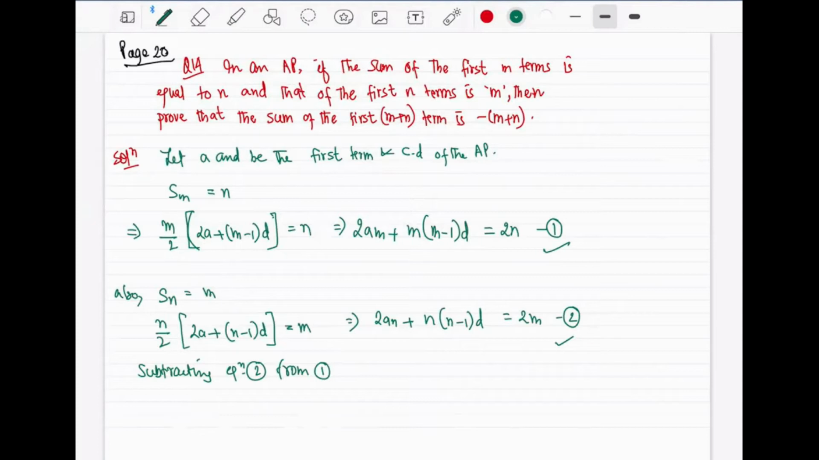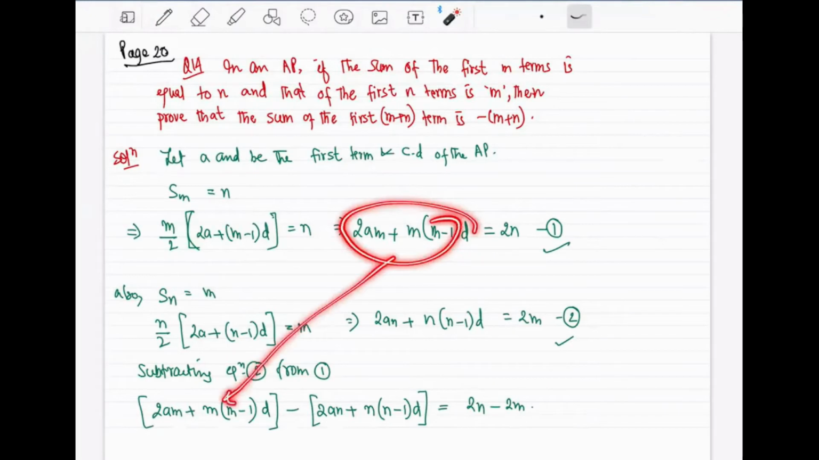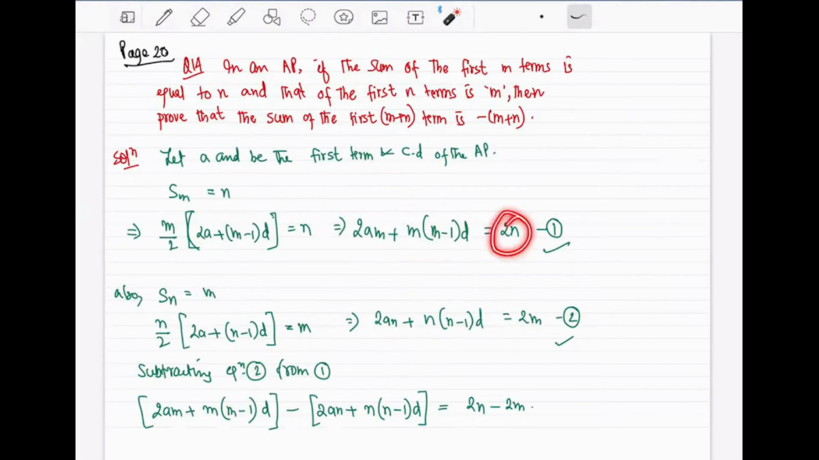So what's the value that we are obtaining now? Left hand side: twice am plus m (m minus 1) d, let's enclose them inside third bracket, minus twice an plus n (n minus 1) d. And on the right hand side we are going to have twice n minus twice m. Okay, everything good? Left hand side, this part is here, this part is here. The subtraction of the left hand side. And for the right hand side, this part is here, this part is here. Easy. Okay, let's keep the last line and let me remove everything else.